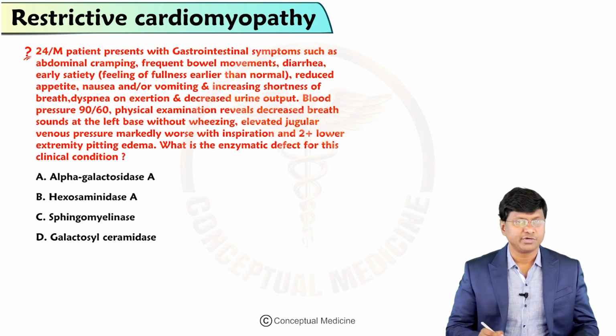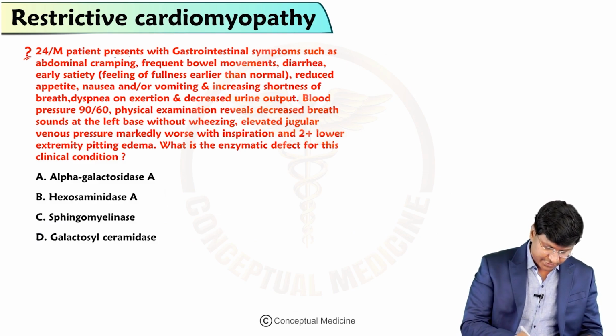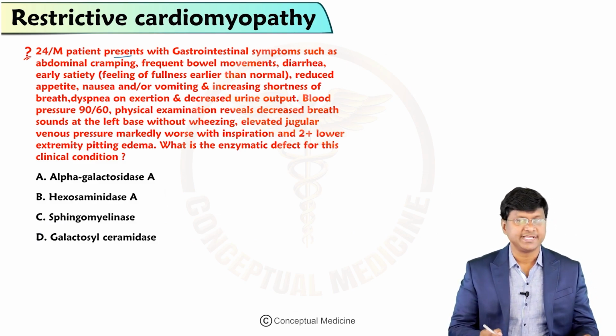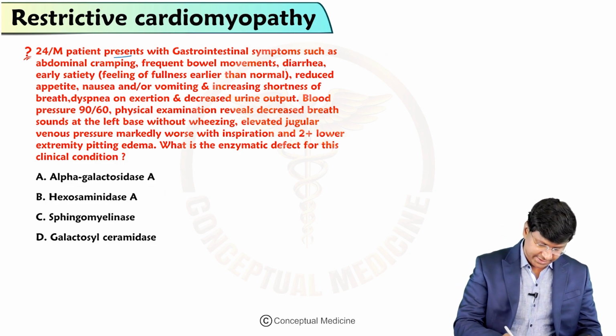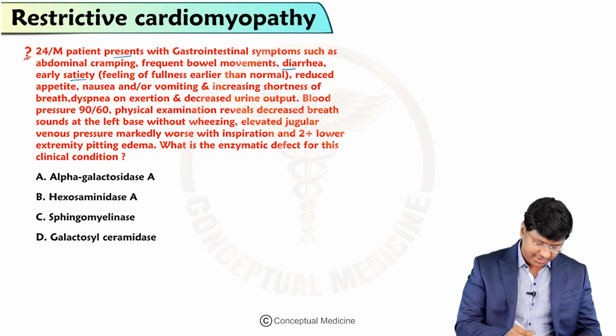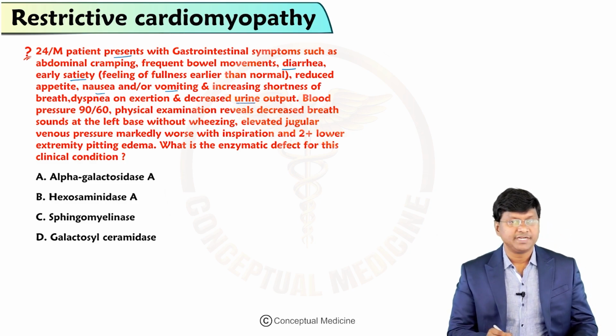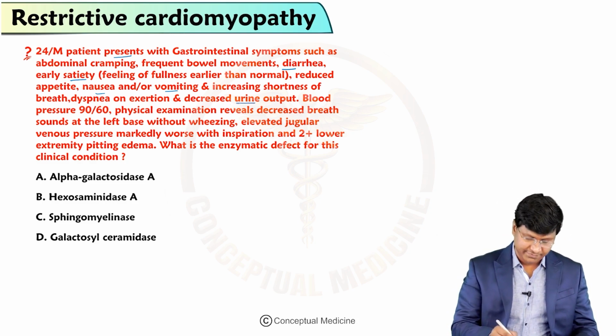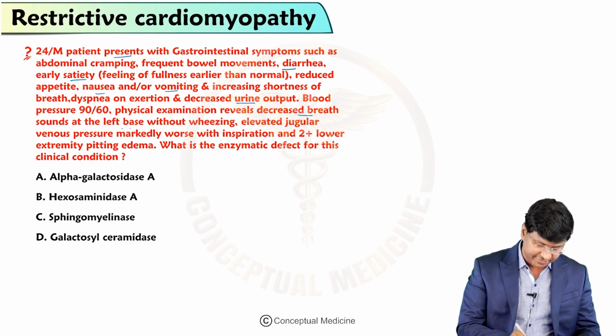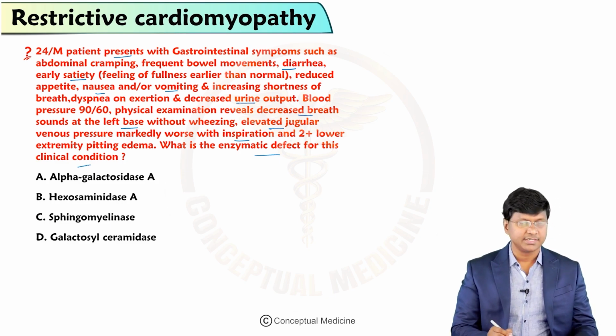So, if you see the next important clinical scenario, we have a 24-year male patient presents with gastrointestinal symptoms such as abdominal cramping, frequent bowel movements, diarrhea and early satiety, reduced appetite, nausea or vomiting and increased shortness of breath, dyspnea on exertion and decreased urine output. Blood pressure is 90/60, physical examination revealed decreased breath sounds at the left base without wheezing, elevated JVP markedly worse with inspiration and 2+ lower extremity pitting edema. What is the enzymatic defect for this particular clinical condition?